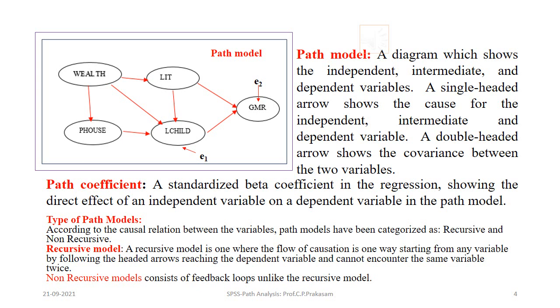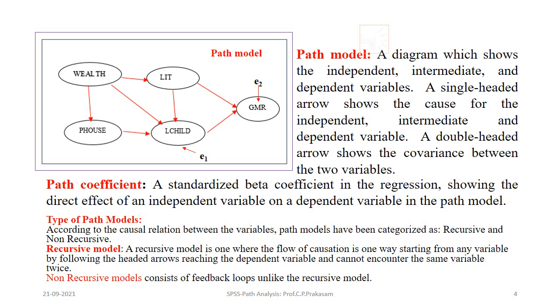After developing this model, the path coefficients will be calculated. The path coefficients will be calculated by using the standardized beta coefficients in a regression, showing the direct effect of the independent variable on the dependent variable in the path model. There is another method of calculating the path coefficients by using the correlation method. Then we have to understand what types of path models there are. On the basis of the arrows, the path model will be decided.